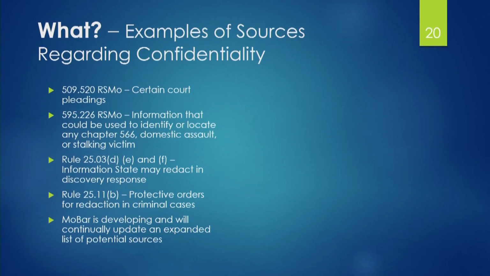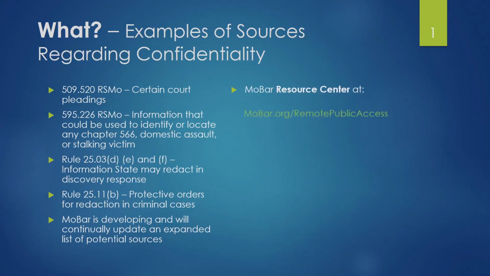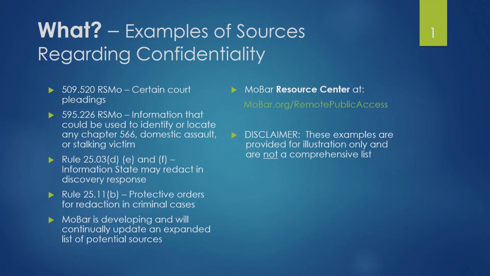The Missouri Bar is developing and will continue to update an expanded list of potential sources of confidentiality, but they are vast, and so that may be a long-term project. Here's a link to the Missouri Bar website with as much information as there is to date to help you in making those kinds of decisions. And these are just for illustration purposes only. It's not a comprehensive list. I don't know of anyone who has a comprehensive list at this juncture, and we may never have one. We may be continually adding to it.